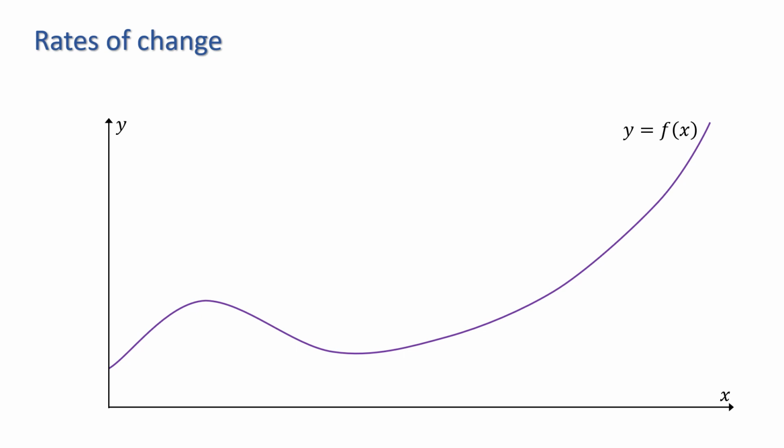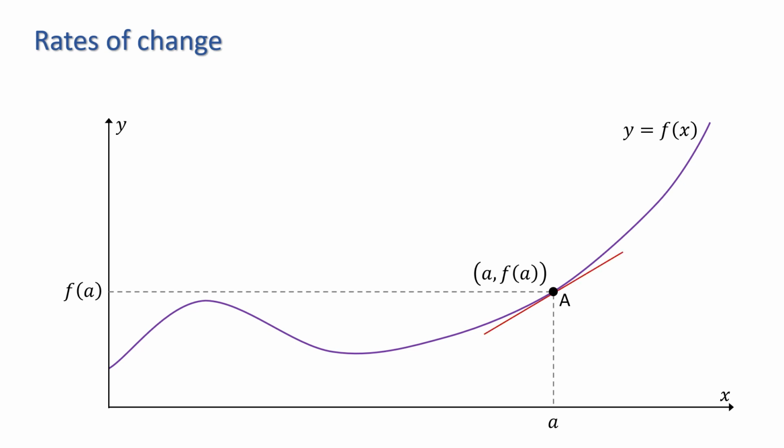Let's consider a point A on the curve described by the function with coordinates (a, f(a)) as shown here. The rate of change of the function at this point is defined by the gradient of the tangent to the curve passing through that point. This can be thought of as an instantaneous gradient. It will change as soon as we move away from that point.